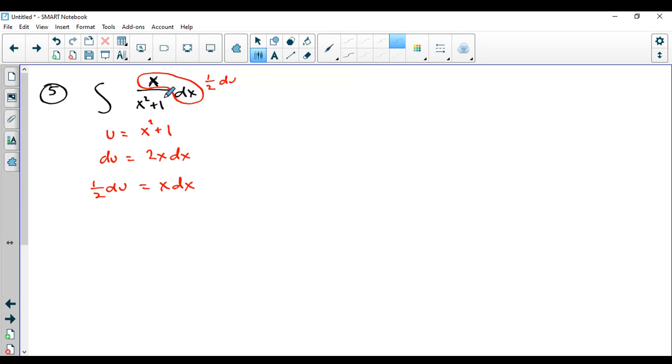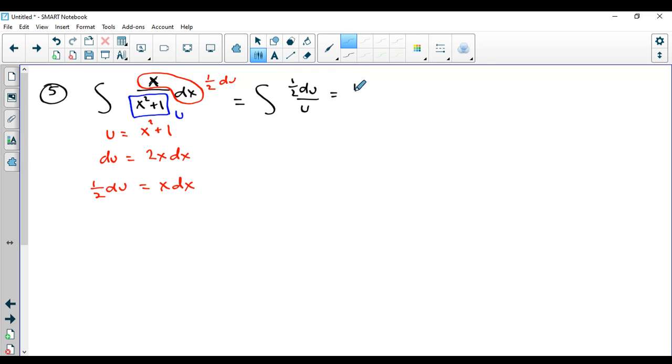Now the bottom, in the problems we were doing before, you would have like u squared plus 1, but you're not going to have that now because you let u equal the bottom. u is all of that, right? u is x squared plus 1. So all of that is u. All right. So when I rewrite this now, I have the integral of a half du over u.